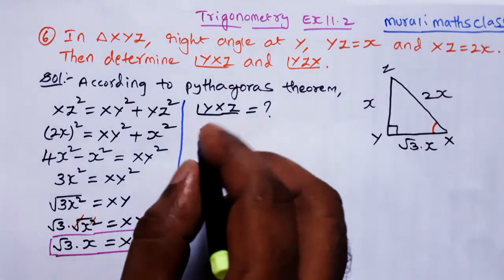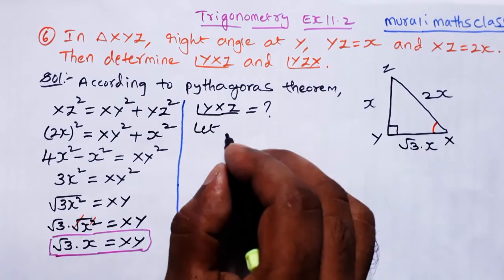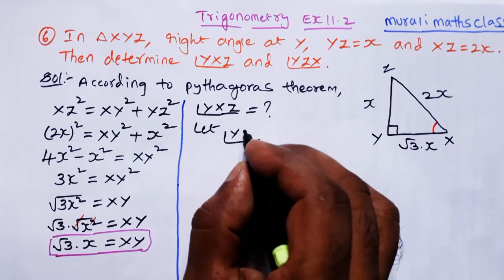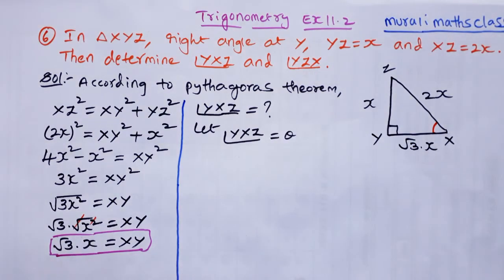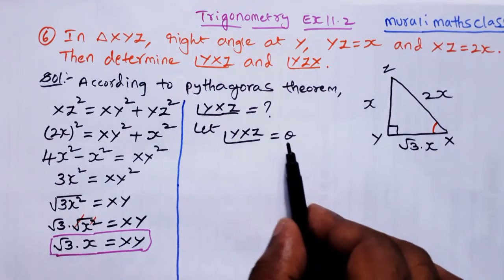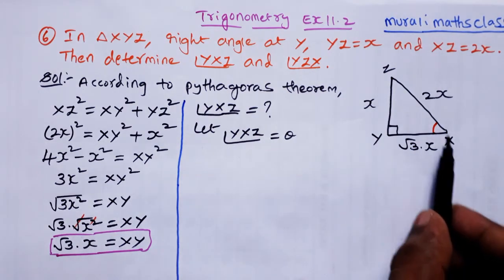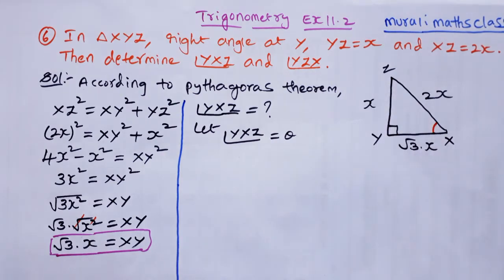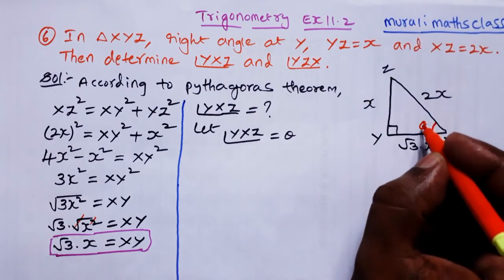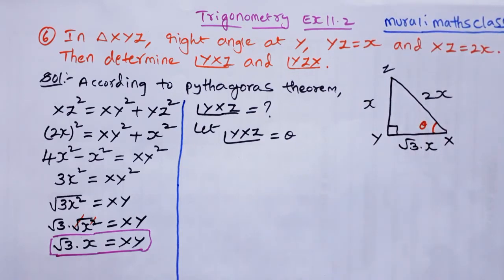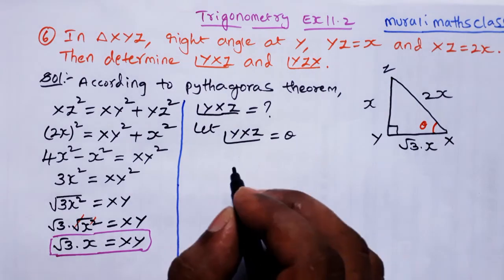Now let angle yxz equals to theta. Yxz equals to theta. This one yxz. This angle I am taking as theta. Okay. So if it is theta, then we will take some trigonometric ratio. We have to apply some trigonometric ratio. Let us apply tan ratio.